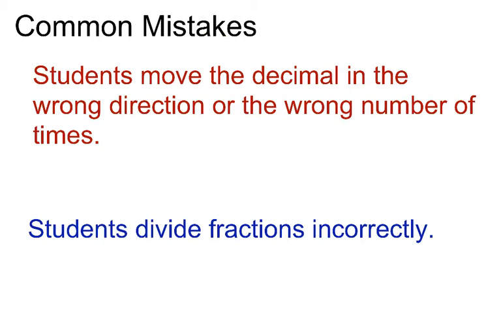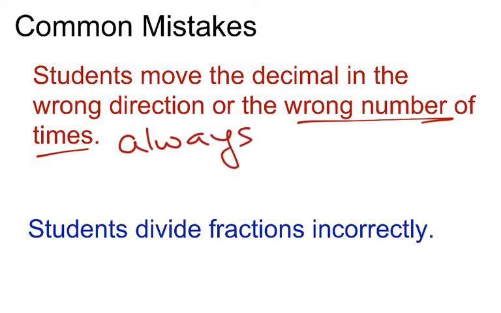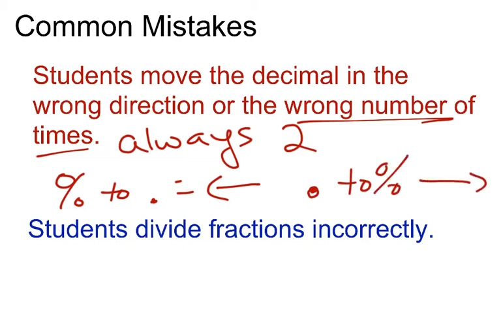Some common mistakes are that students will move the decimal in the wrong direction or the wrong number of times. The number of times you need to remember is always 2. Always move the decimal twice when dealing with percents. In addition, going from a percent to a decimal is always to the left, and going from a decimal to a percent is always to the right. And we'll go into this in more detail in a few minutes.